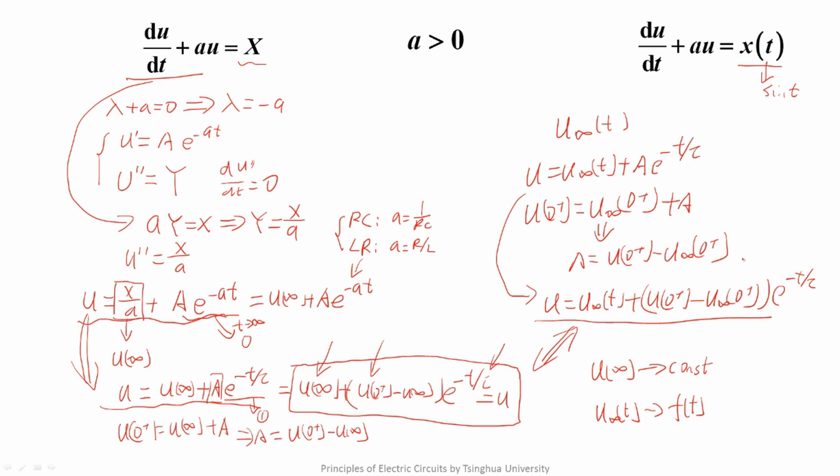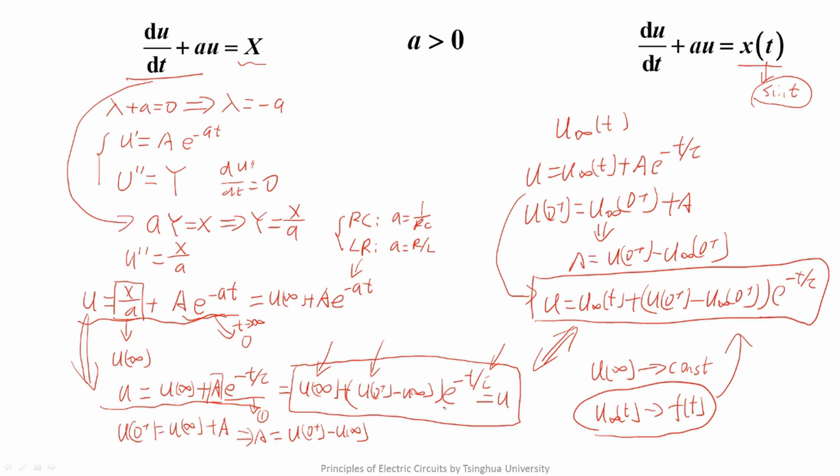Once we get the steady-state solution with a sinusoidal excitation, we can also easily get the time domain expression of the first-order circuit. You must remember these two expressions. It's not hard.